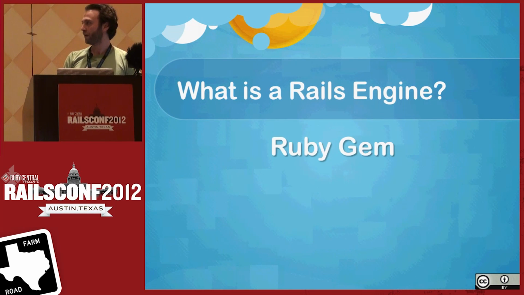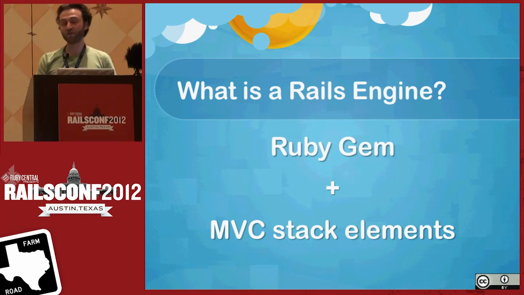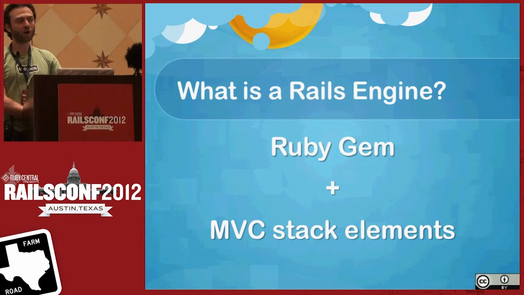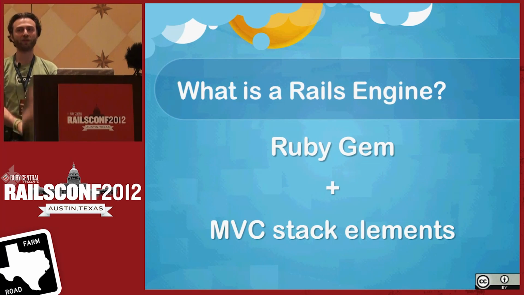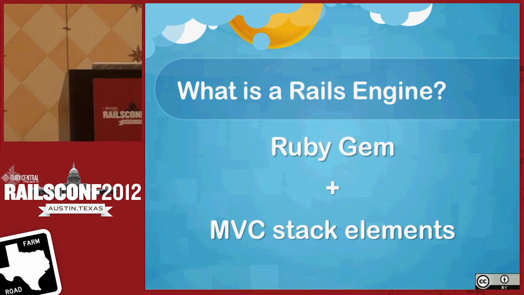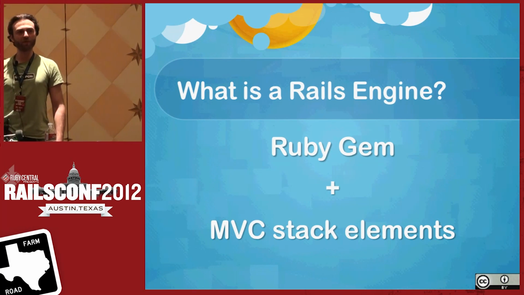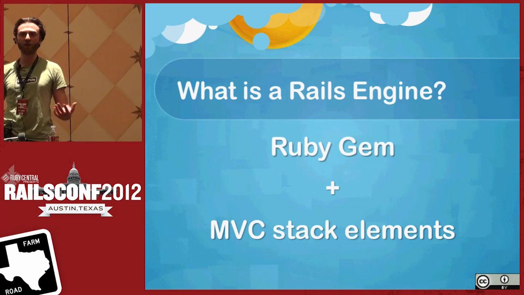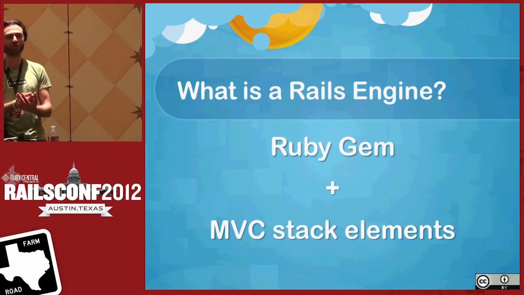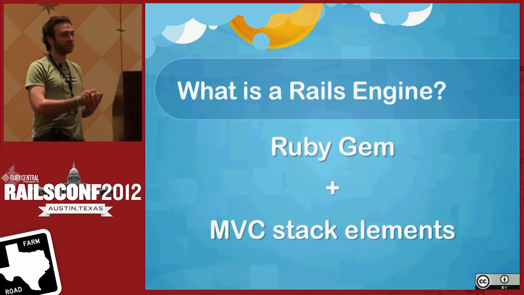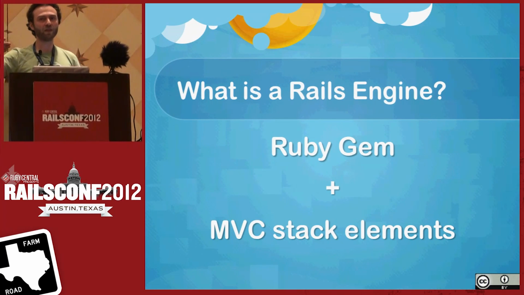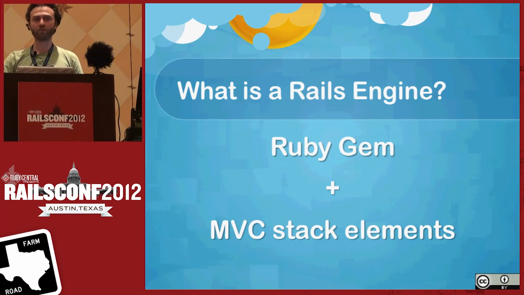So let's go over it. It's simply a Ruby gem plus MVC stack elements. That's it. A lot of people have this big fear of what Rails engines are, thinking it's this huge, complicated technology that they don't want to put into their project and complicate their lives with. But really, people already use Ruby gems. I've worked on projects where they use Ruby gems to extract common logic behavior. So engines are just a step further that lets you also extract MVC elements like models, views, and controllers.